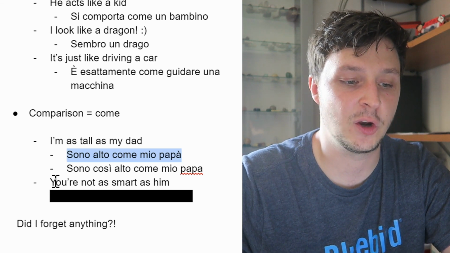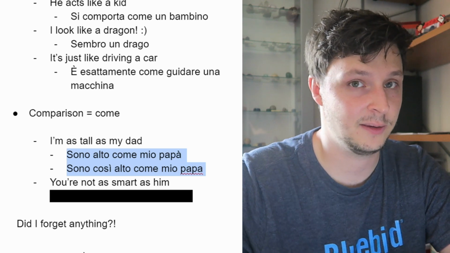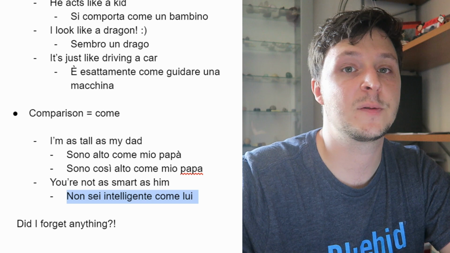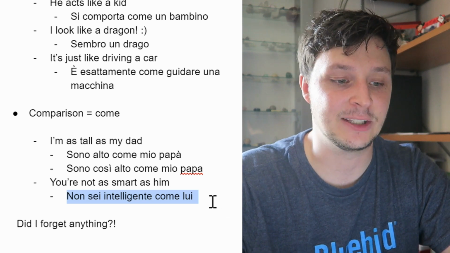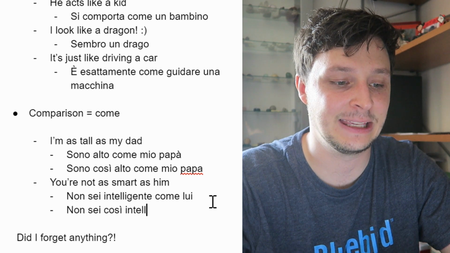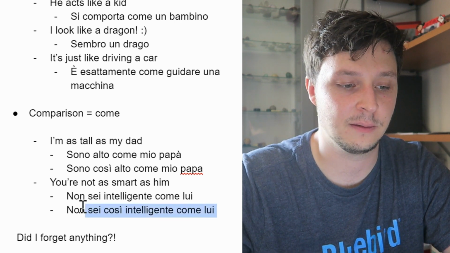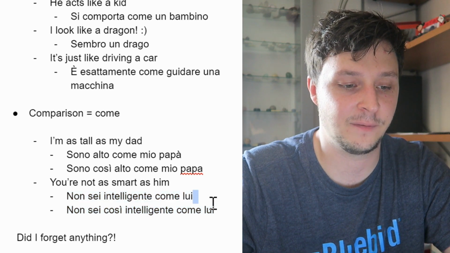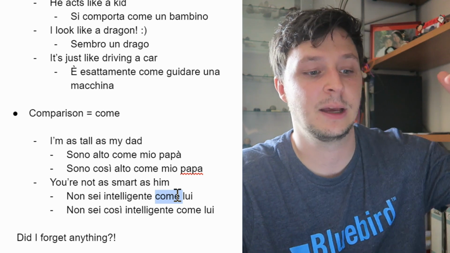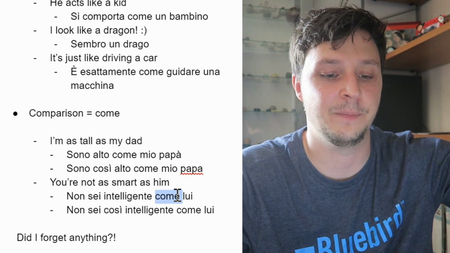Last example, you're not as smart as him. You guys can use the same construction here. So what do you think? 3, 2, 1. So here we would say non sei intelligente come lui, or yes, you could also say non sei così intelligente come lui, like this. Both of these literally mean the same thing. I guess this first one's easier. Non sei intelligente come lui. You're not smart like him, or as smart as him.